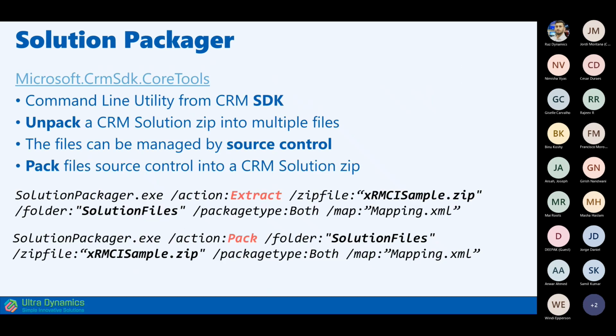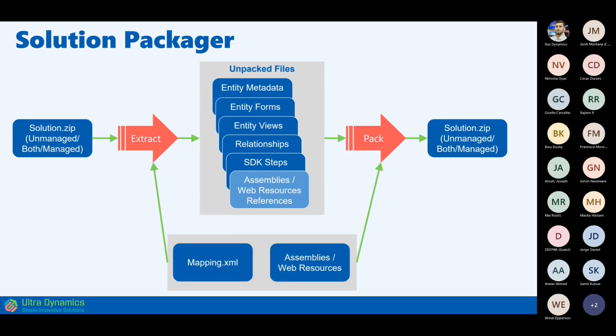So one of the tools that's been around for a long time and has been evolving is the solution packager, which basically allows us to take a solution, which is a package that contains all our changes, and then turn that into a format that can be stored in version control. And then we can reverse that process and take the changes from source control and generate a package. So that is available as a command line utility. So this is how it works.